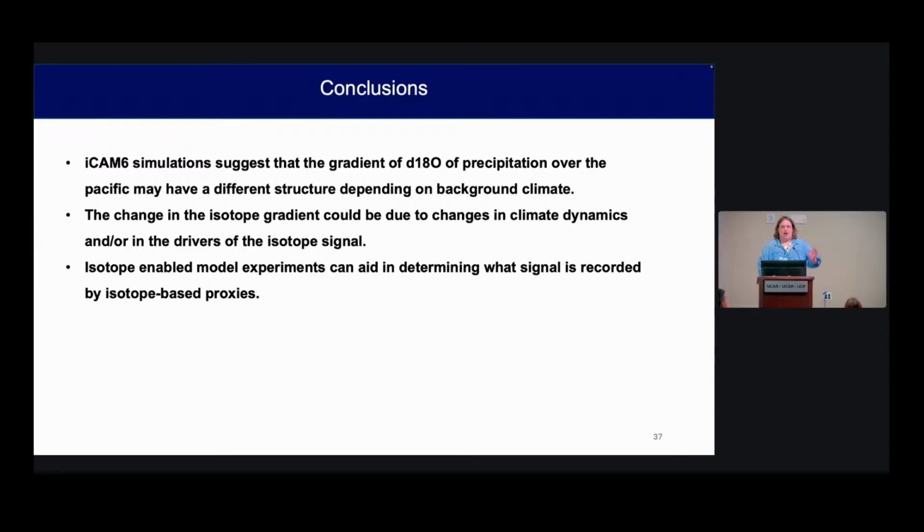So I'm just going to leave my conclusions up here and say, I think when we consider isotope records, we need to consider both dynamical changes that could lead to those, but also whether those dynamical changes are leading to changes in the signal that imprints on isotopes. And isotope-enabled experiments are a great way to do that. And I can't wait to use iCESM 3. Thanks. I'm done.